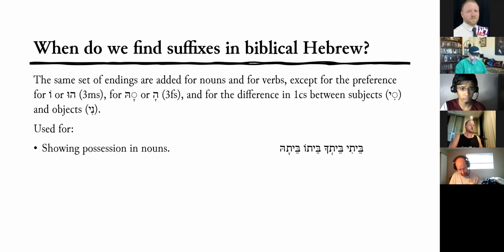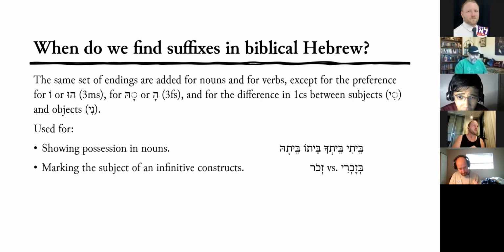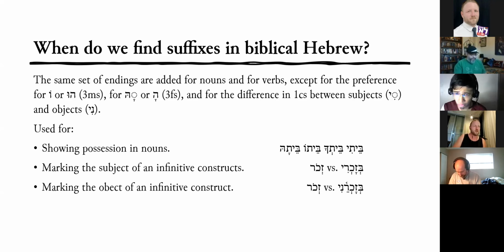All right. So they're used for showing possession in nouns like beiti, beitcha, beito, and beita, beitenu, beitchem. They are used for marking the subject of an infinitive construct. So you've got zchor. Zchor is an infinitive construct, but bezochri is in my remembering, right? Zchor is remember, and bezochri in my remembering. It's like the subject. It can mark the object of the infinitive construct.